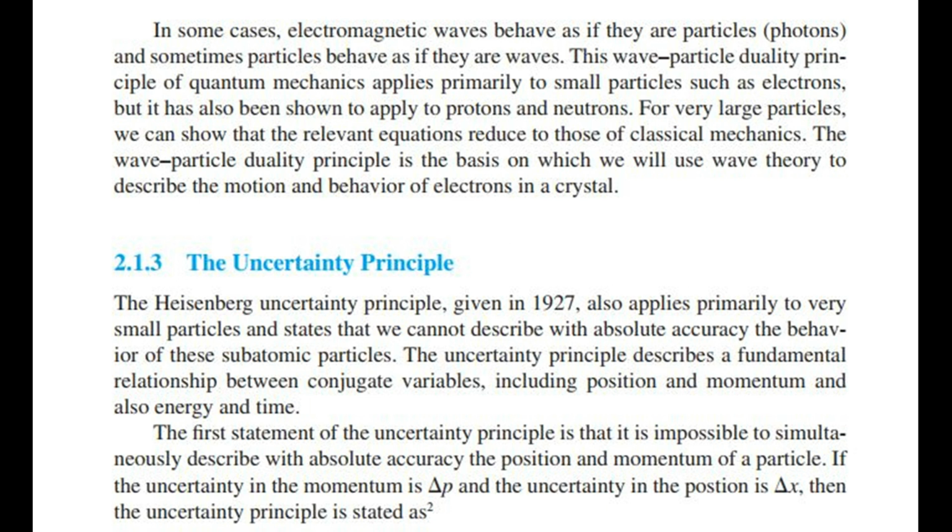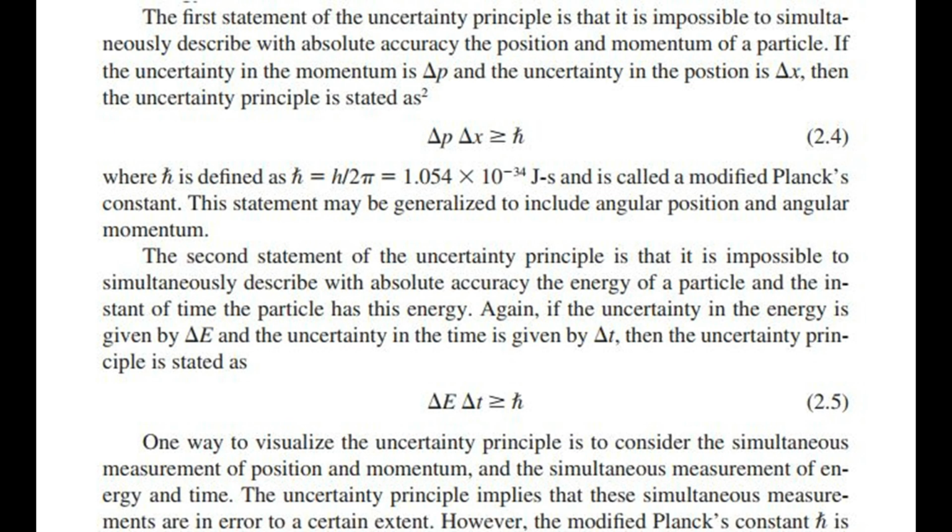If the uncertainty in the momentum is Δp and the uncertainty in the position is Δx, then the uncertainty principle is stated as Δp Δx ≥ ħ/2, where ħ is defined as h/2π and is called a modified Planck's constant. This statement may be generalized to include angular position and angular momentum.